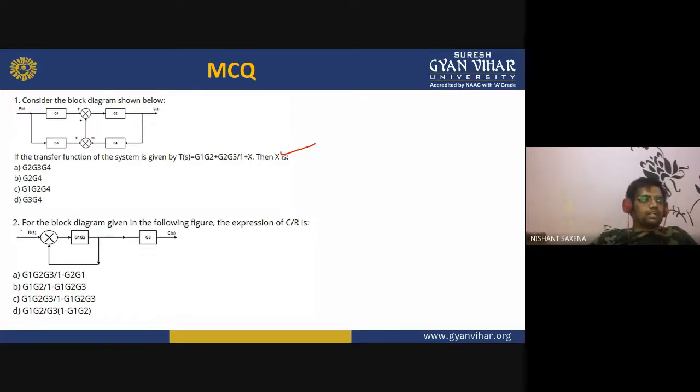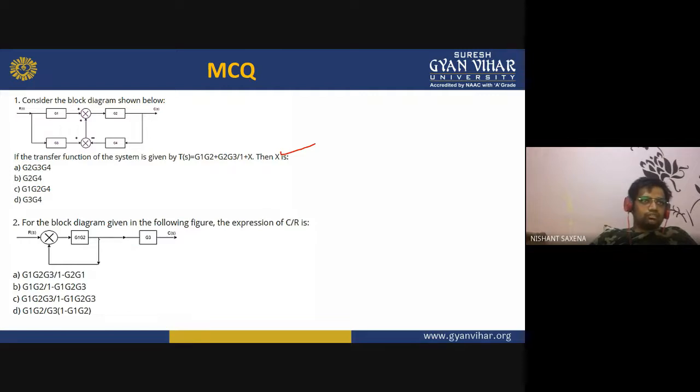Now look at question number 2. We have the block diagram given in the following figure, and we need the expression for C by R, the ratio of output upon input. That is the transfer function. We have to find the transfer function C(s) upon R(s). First of all, can we apply rule 1 directly? No, we cannot apply rule 1 directly over here because we have a takeoff point over here.